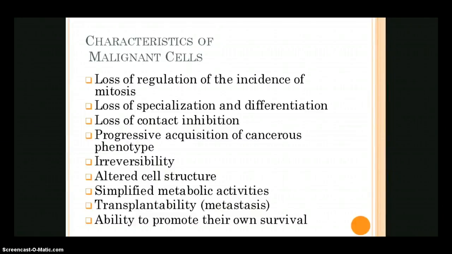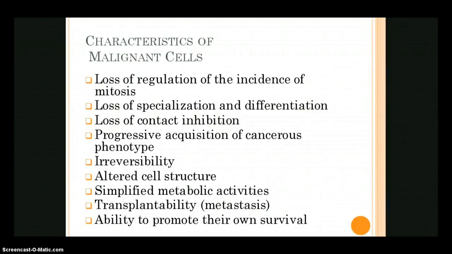Loss of specialization and differentiation. All the cells in our body are in our body to do a specific job. What happens with cancer cells or malignant cells is they don't perform the typical cycle. Instead, they become more undifferentiated. We talked about loss of contact inhibition. They also have something called a progressive acquisition of cancerous phenotype, which means that the mutation is sequential, with each mutation becoming more deviant than the previous one.